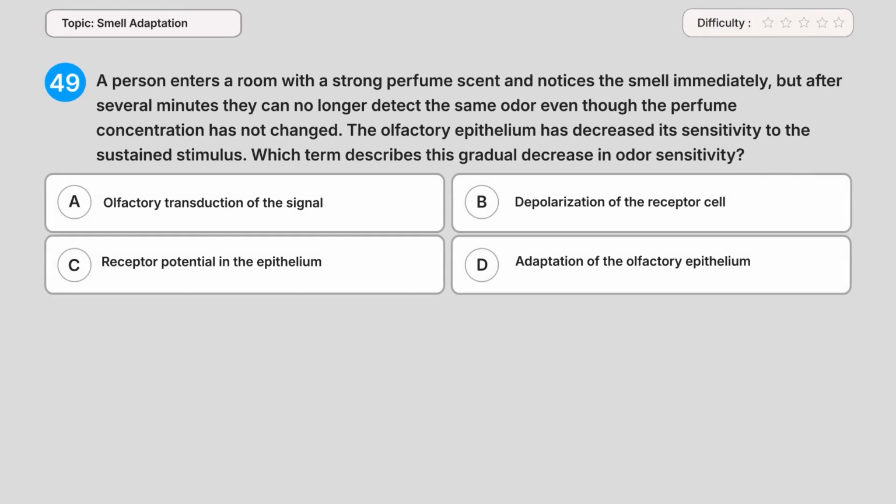49. A person enters a room with a strong perfume scent and notices the smell immediately, but after several minutes they can no longer detect the same odour, even though the perfume concentration has not changed. The olfactory epithelium has decreased its sensitivity to the sustained stimulus. Which term describes this gradual decrease in odour sensitivity? A. Olfactory transduction of the signal. B. Depolarization of the receptor cell. C. Receptor potential in the epithelium. D. Adaptation of the olfactory epithelium. Do you know the answer?